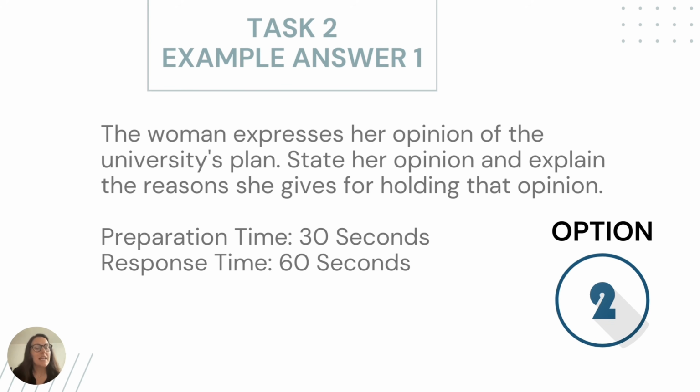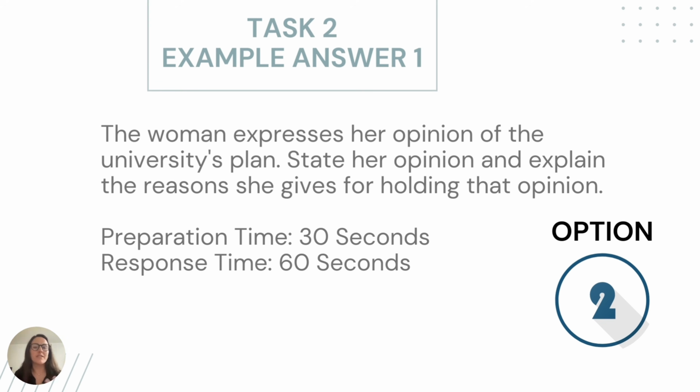The biggest mistake I see on this one, on task 2, is that people spend way too much time explaining the policy and not enough time explaining the student's opinion. So remember, this is a 1-minute speaking task, 1 minute, and you never want to spend more than 20 seconds talking about the reading part. So really focus on the conversation.